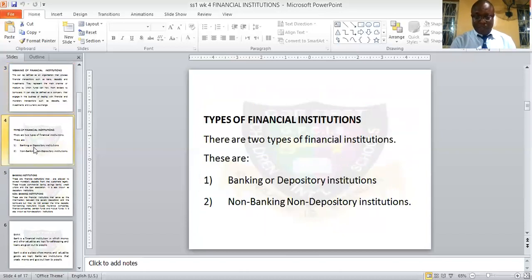Then let us look at the financial institutions. These types are grouped into two. We have banking or depository institutions. We have non-banking or non-depository institutions. We'll be looking at these one after the other.